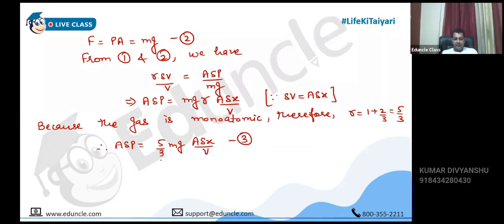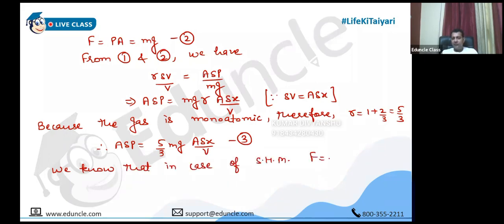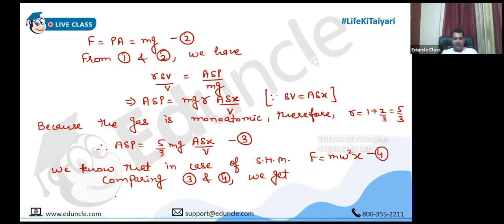Now, we know that in case of SHM, force is given by m omega square x. So now in our case, this is mass, this is x. So rest of the quantity will be omega square. And the left hand side is force, na? Okay. So comparing 3 and 4, we get omega square equal to 5GA by 3V. So this gives angular frequency.